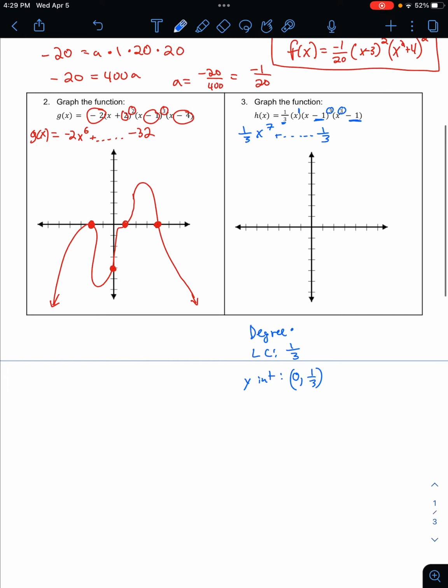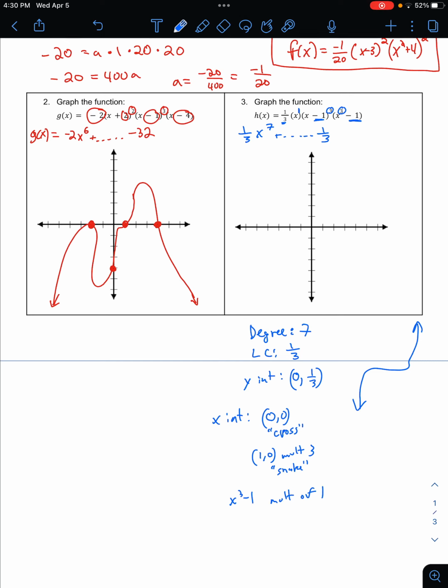So that tells me a good bit of information. It tells me it's an odd function, so it kind of looks maybe like this with the end behavior. It's positive. We have a y-intercept. Our x-intercepts are other key features. We have 1 at 0, so we're going to cross at this point. We have 1, 0, which has a multiplicity of 3, meaning we kind of snake a little bit. And then at x cubed minus 1, this is a little weird. But this is a 0 with a multiplicity of 1. And then there's also 2 imaginary zeros contained in there.